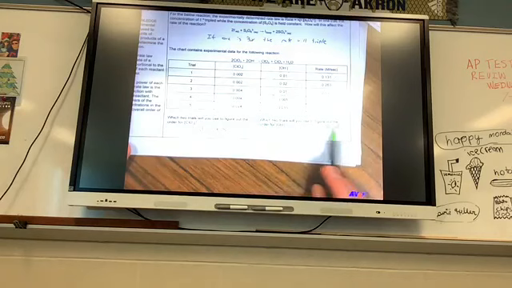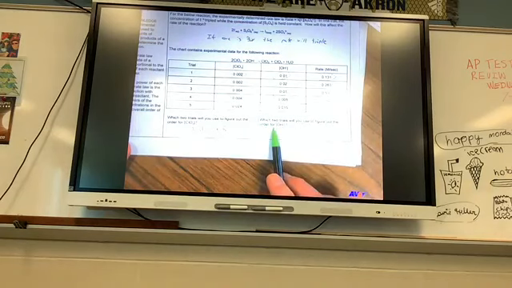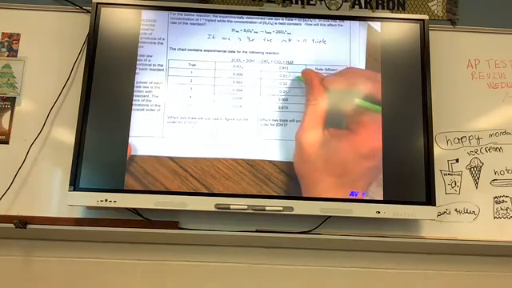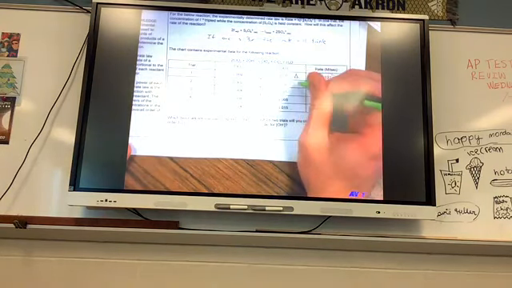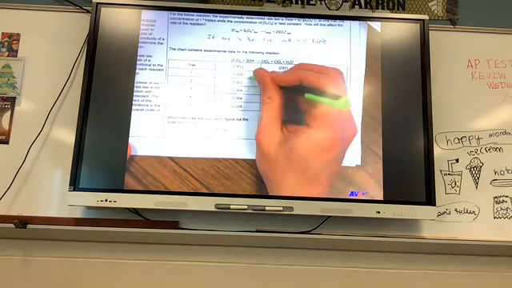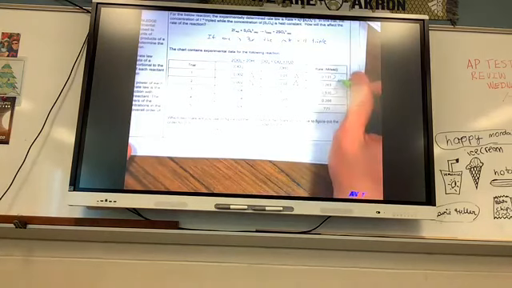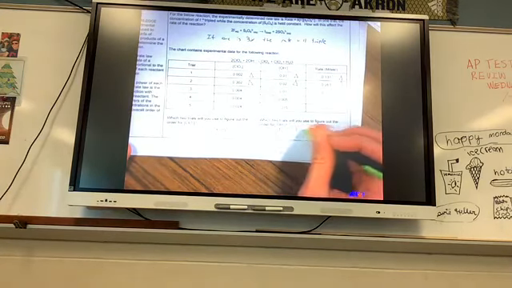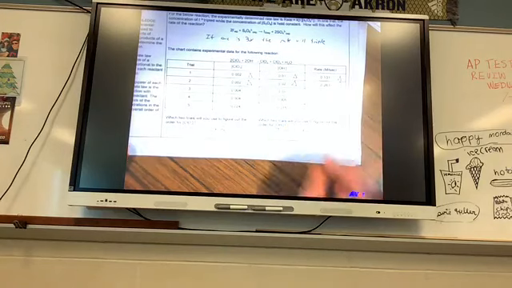Which 2 trials do we use to figure out the order for OH minus? Well, OH minus is changing. I'll do triangle for this one, from here to here. This is staying constant, and this is changing. So I'm going to use trials 1 and 2 for OH.